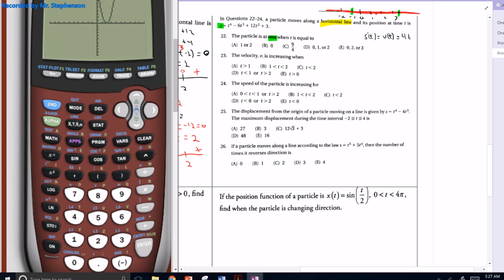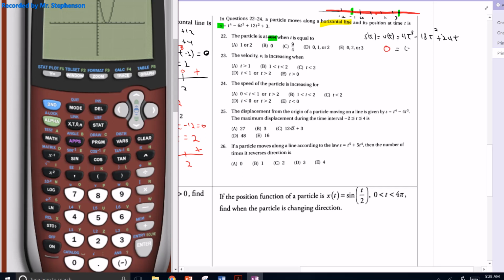And we're going to get 4t to the third minus 18t squared plus 24t. We want to know, when is the velocity equal to 0? So when is this equal to 0?